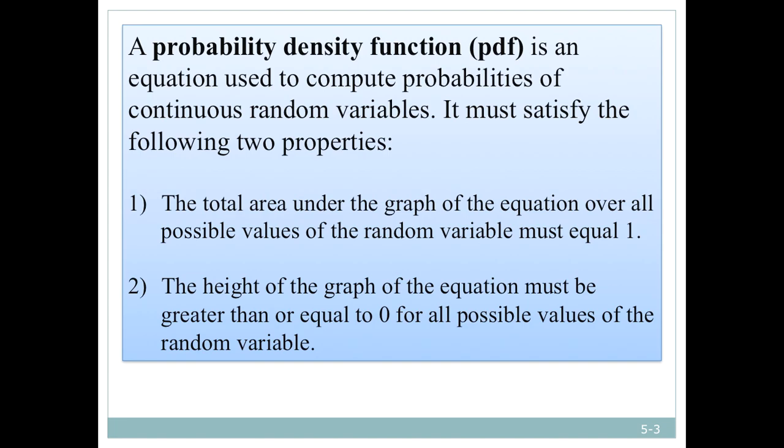And then the height of the graph of the equation must be greater than or equal to 0 for all possible values of the random variable. So this again goes with our probability rules that we had back from Chapter 5 and Chapter 6, which told us that we can never have a negative probability.